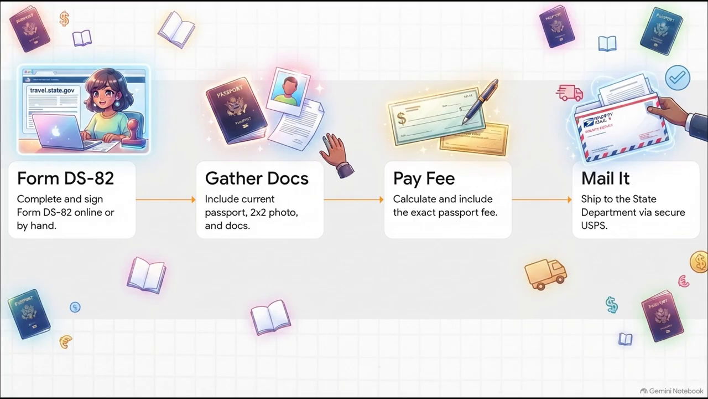Pro tip here for sure, use a secure, trackable USPS envelope like Priority Mail, because the post office is literally the only carrier authorized to deliver to these State Department processing centers.